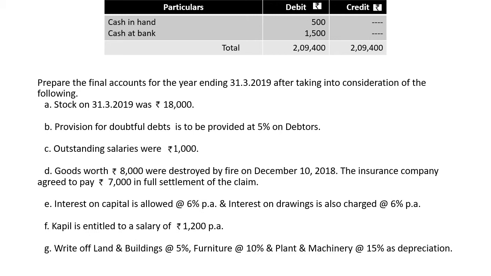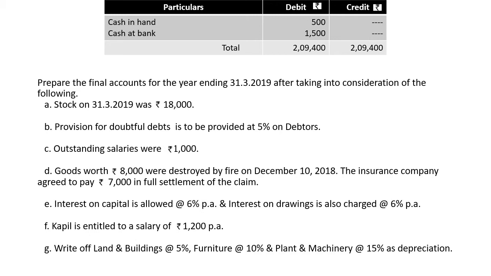Next, we have to prepare final accounts after taking into consideration the following adjustments. You know very well adjustments must be posted in two places. So let's go to the first adjustment. Stock on 31/3/19 was 18,000. It means it is closing stock. It has to be posted in two places: one is the credit side of the trading account, another one is the balance sheet asset side.